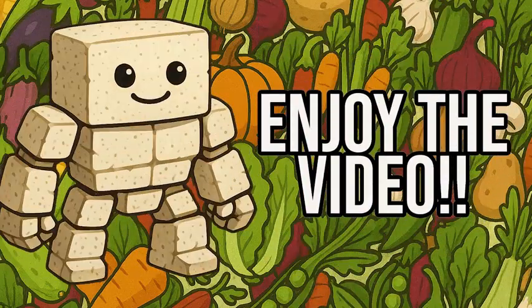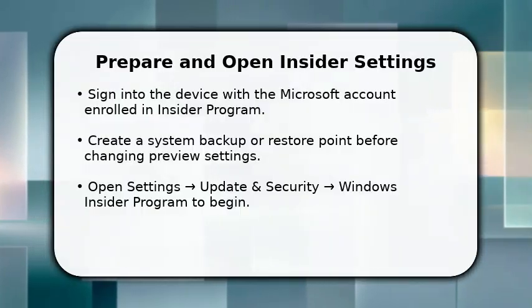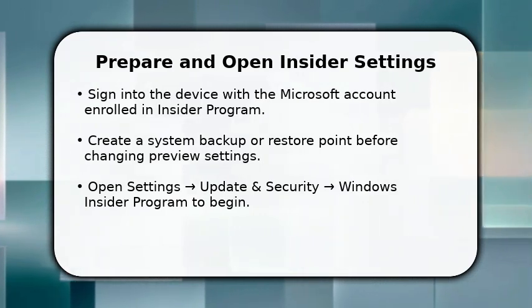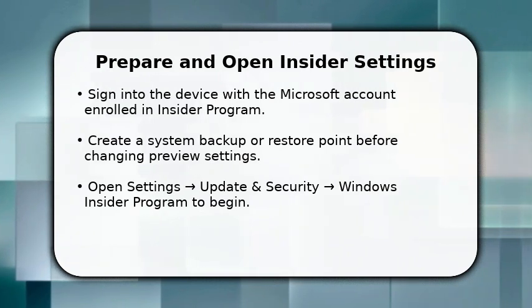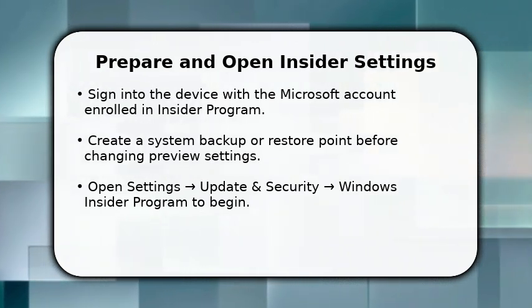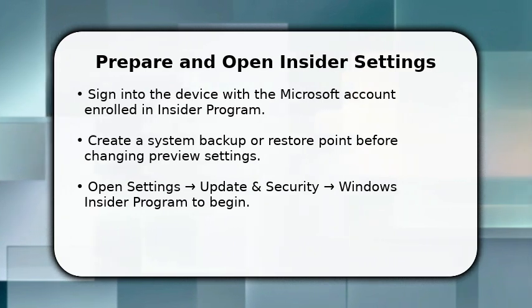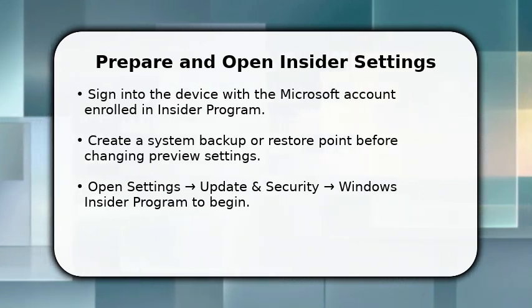Please enjoy the video. You start by making sure you are signed into the Microsoft account linked to the Insider program, and you create a restore point or backup so you can recover if needed. Once done, open Settings, go to Update and Security, and select Windows Insider Program.